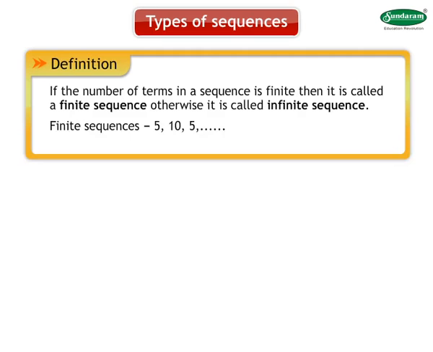Finite sequence: 5, 10, 15 up to 100. Infinite sequence: 4, 8, 16, 32 and so on. Let us look at the main distinctions between sequence and sets.